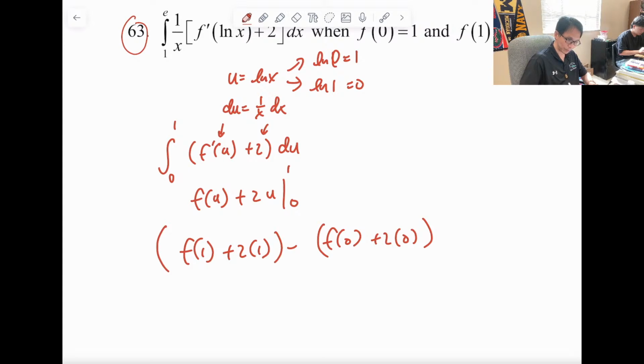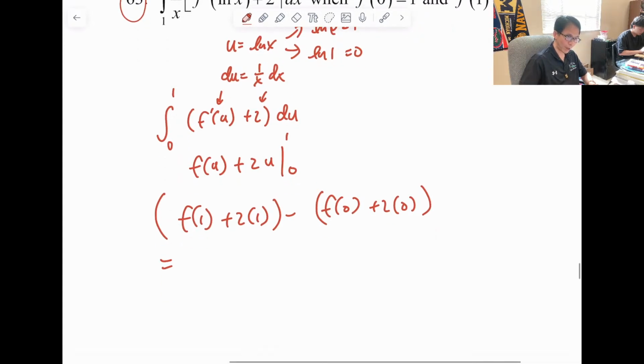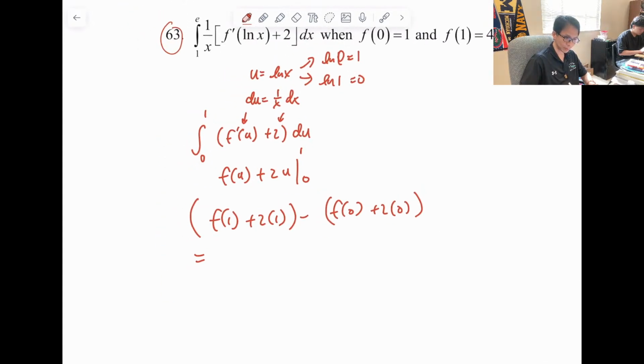Oh, that's what I got. Okay, wait. F of 1 is what? F of 1 is 4. 4 plus 2 minus, what's f of 0? 1. And plus 0. So that's going to be 6 minus 1, which is equal to 5. Okay. Yeah, that's what I did, but I did it differently. Instead of writing just 1, I wrote ln of e and ln of 1.